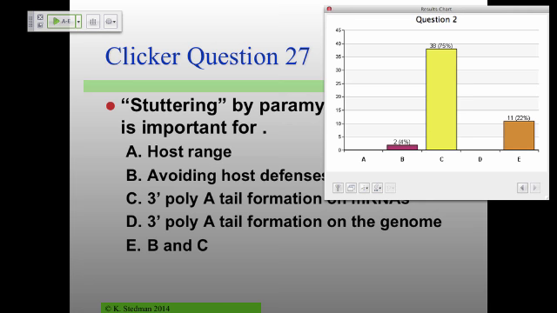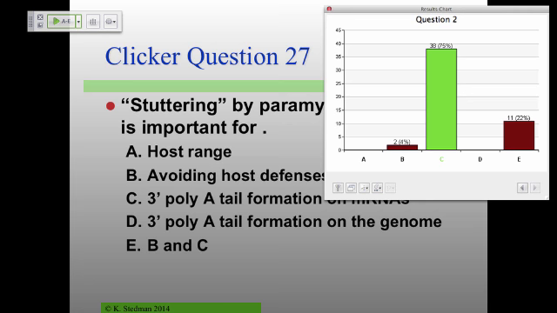And the host range, that's going to be whatever your functional proteins are, either for binding on the outside or potentially whatever you need to replicate on the inside. And you could say that stuttering is important for changing the open reading frame for P, C, and V. What I didn't tell you is that that may actually be important for host range, but we didn't talk about that in class, so that's fine. So yes, it is C, the poly A tail formation on the messenger RNAs.